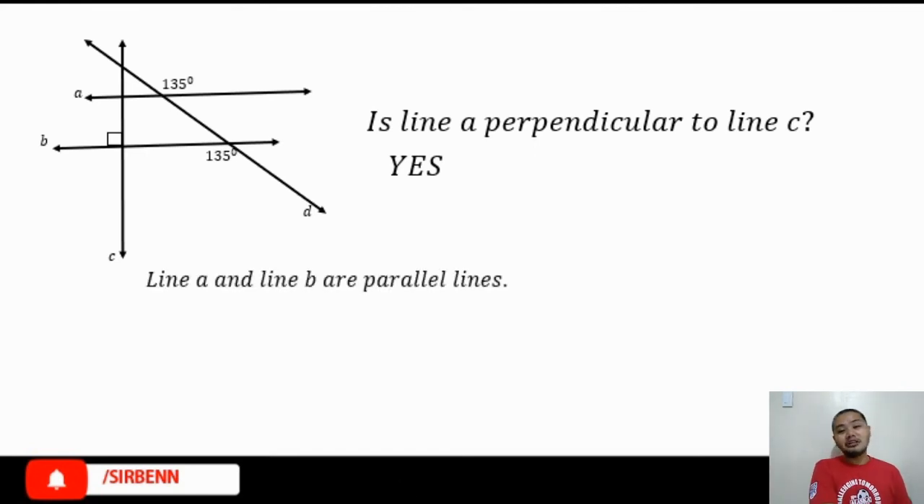So papasok din dito yung corresponding angles eh. Okay? So corresponding angles ng dalawa. So since parallel naman si A at saka si B, we can say that these two are congruent. Okay? So perpendicular sila. Both of them are right angle. So in that case, line A is perpendicular to line C.